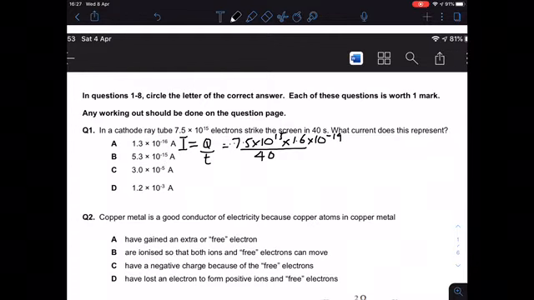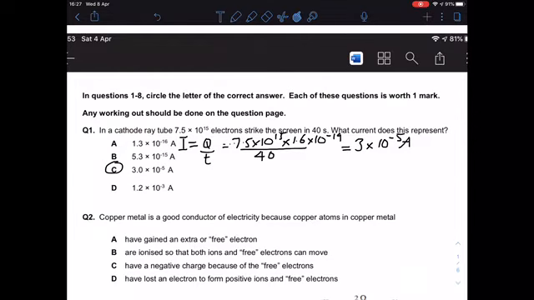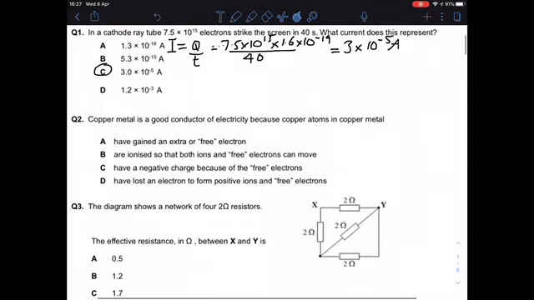So if we pop our numbers into there, we end up with 3 times 10 to the minus 5, which of course is answer C. So 1 is C. Okay, moving on to question 2 then.